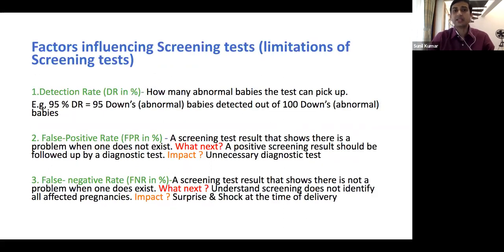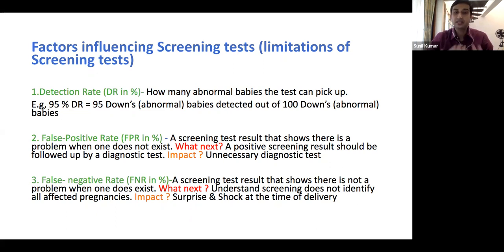There are certain factors influencing screening tests, otherwise the limitations of screening tests. One is the detection rate. These terminologies are important. What does this detection rate mean? How many abnormal babies the test can pick up? For example, if we say 95% detection rate, that means 95 Down syndrome babies are detected out of 100.